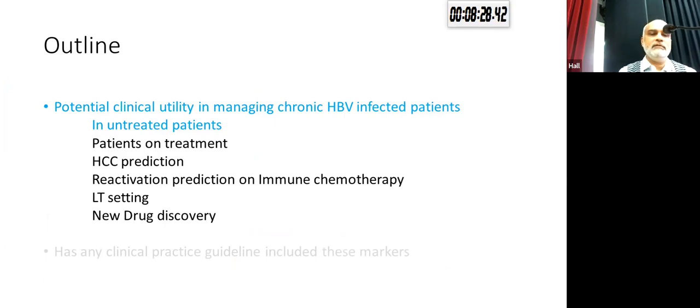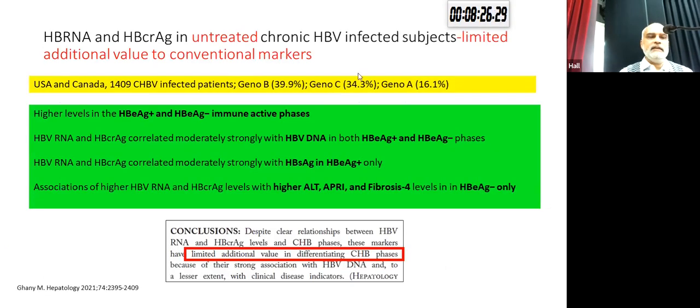First, we will discuss what is in the untreated patients. It has been shown from a US and Canadian study that higher levels of RNA and core-related antigen are found in E antigen positive and immune active phases of E antigen negative. They correlate very strongly with HBV DNA in both E positive and E negative patients. They correlate strongly with surface antigen levels in E antigen positive only, but not in E antigen negative. And both these markers correlate with higher ALT, histology activity index, and fibrosis scores.